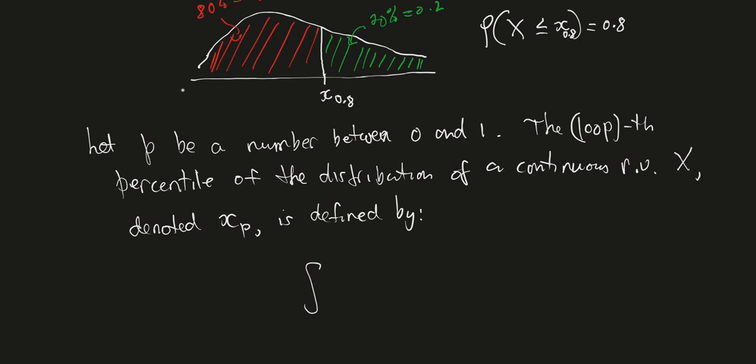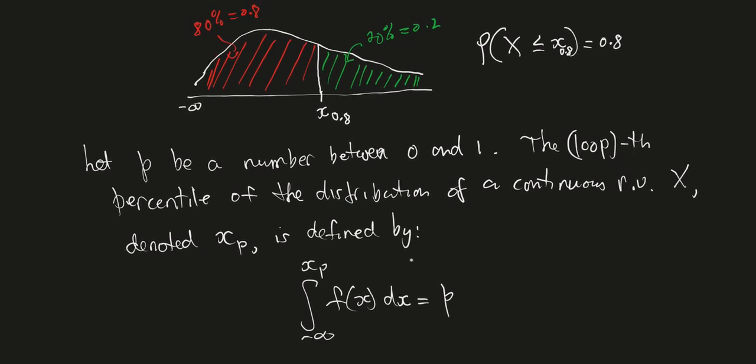So if we integrate from negative infinity up to our pth percentile, p there, and what would we integrate? Well, we would integrate the PDF, right? That would give us exactly p, right? So it would give us the number p. Again, going back to our little sketch there, in this case, that p is 0.8.